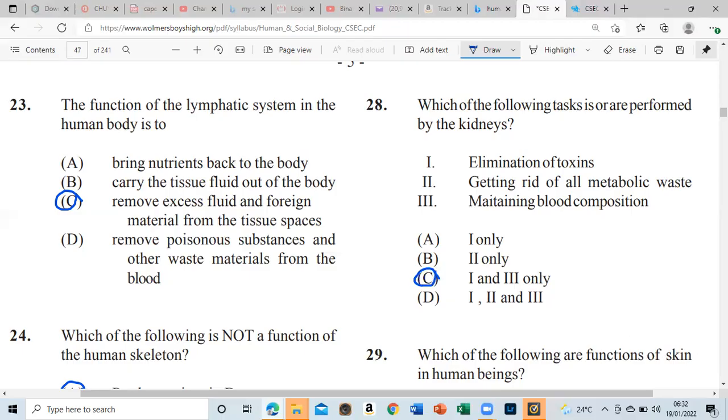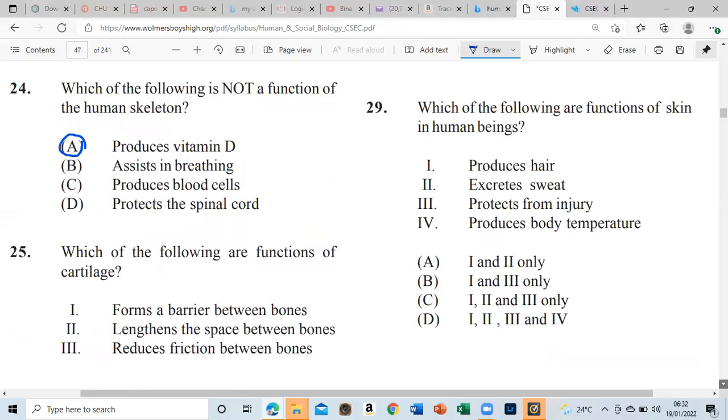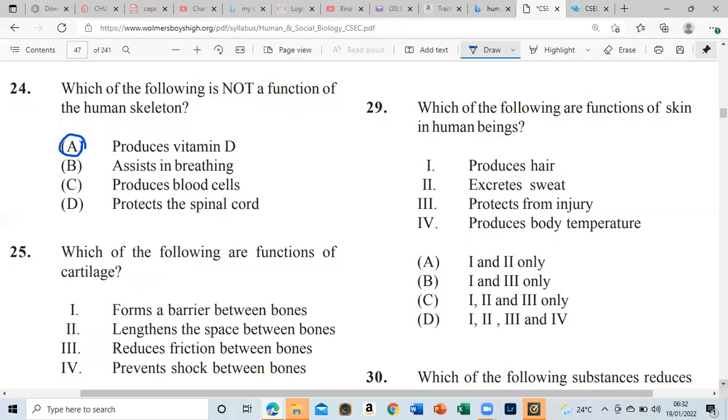Let's move on to 29. Which of the following are functions of the skin in human beings? 1, produces hair, 2, excretes sweat, 3, protects from injury, 4, reduces body temperature. And that would be, let me see now, 29. 1 is a part of it, it produces hair. 2, excretes sweat, yeah. And 3, it does not reduce the body temperature. So number 29 would be C.